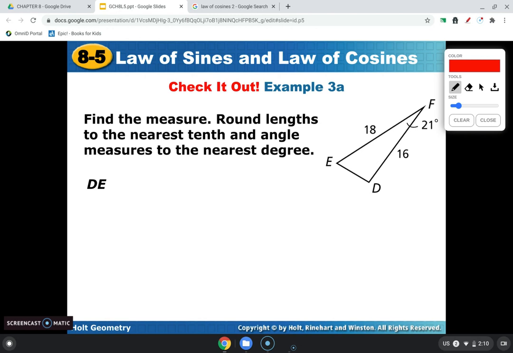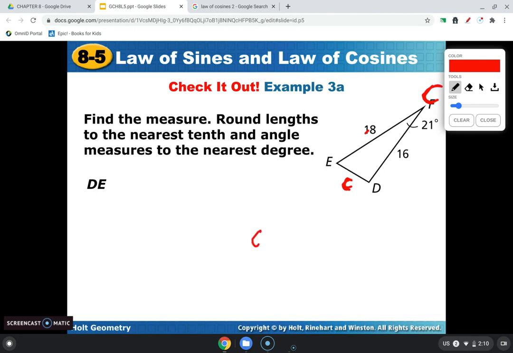So you can see that we have side, angle, side here, and we're trying to find ED. So let's call that little c, which means F became big C. Now your law of sines and your law of cosines are on the note sheet for this chapter, so make sure you're looking at that.